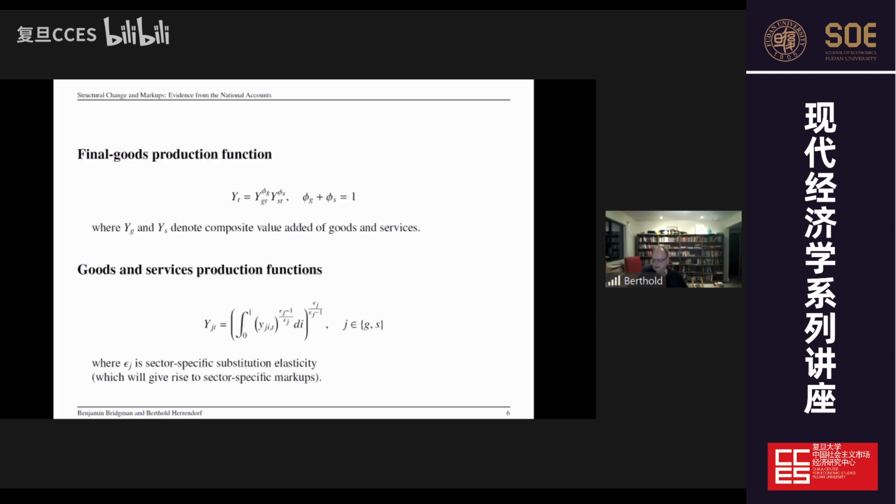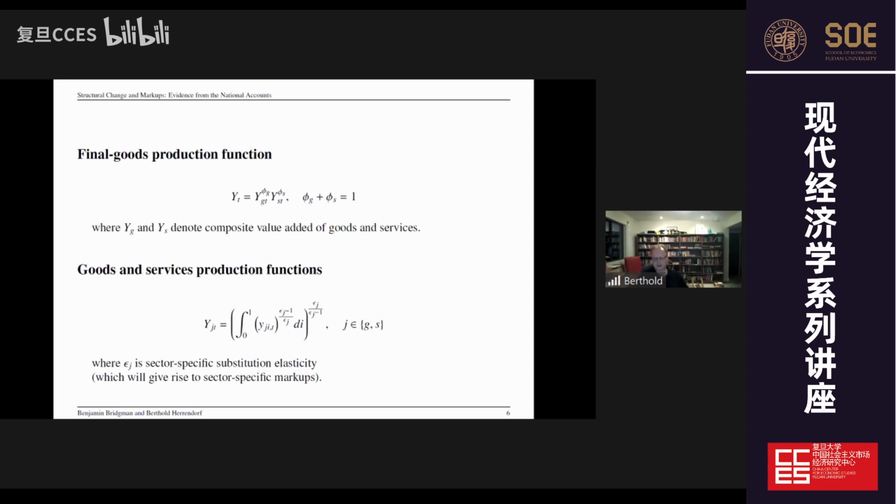Final goods production. Final output or final goods Y, which is going to equal GDP, is a Cobb-Douglas aggregator of value added from the goods and the service sector. And two exponents, phi_G and phi_S, add up to 1.